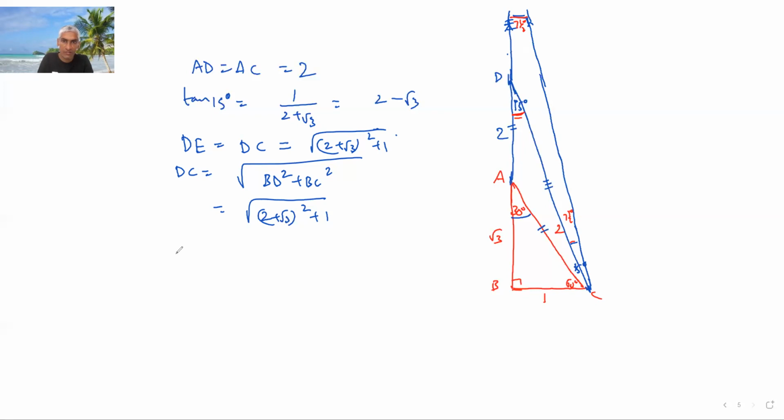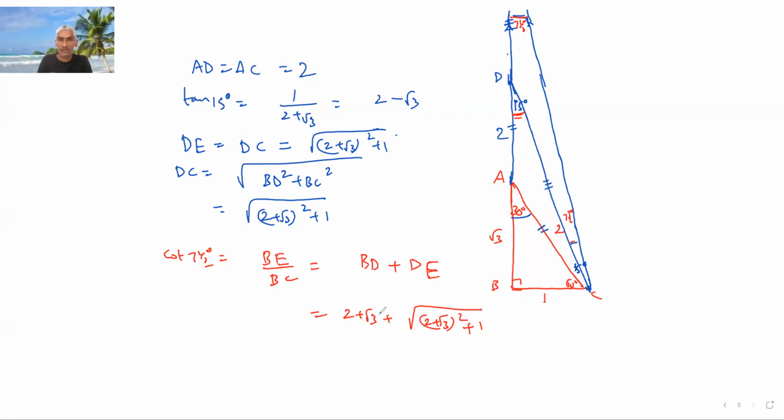Now let me write cot 7.5. Cot 7.5 is simply BE by BC. BC is 1, so it is BE itself. BE value I may write as BD plus DE. So BD value is 2+√3 and DE value is root of (2+√3)² + 1, since DE and DC are the same. So this is what you were taught for 7.5 degrees. Again, half of 7.5 degrees we can similarly find by extending this one. So these are the different simple geometrical methods to find the trigonometric ratios of half angles, knowing the trigonometric ratios of one angle.